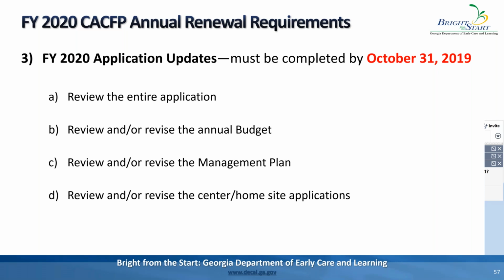In addition, sponsoring organizations should review and revise any center or home site application. Perhaps the site is no longer participating under your sponsorship. Therefore, the application will need to be updated. All sponsoring organizations and independent centers charging administrative costs are required to submit an annual budget, and institutions with a new cost that requires specific prior written approval must revise the budget details. Please ensure you make all necessary updates to your application during this annual renewal period prior to October 31st, 2019.